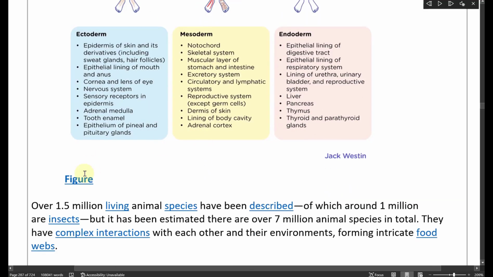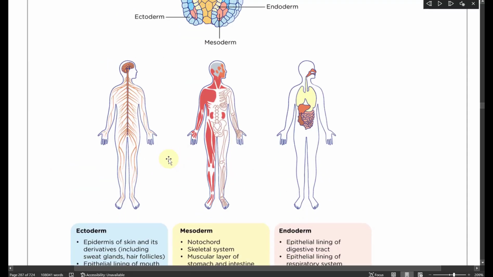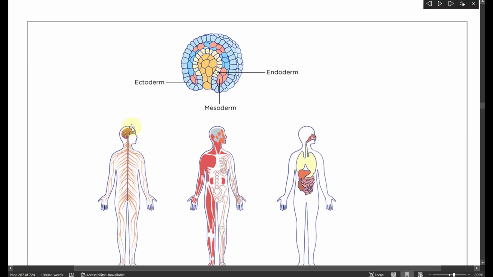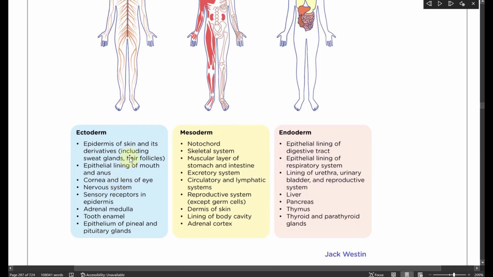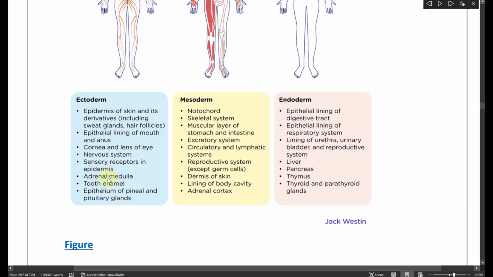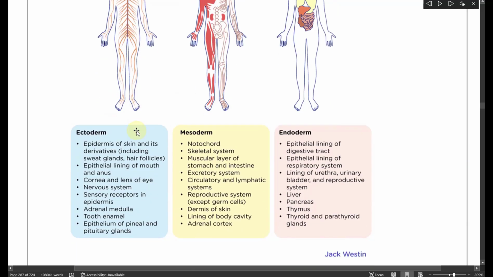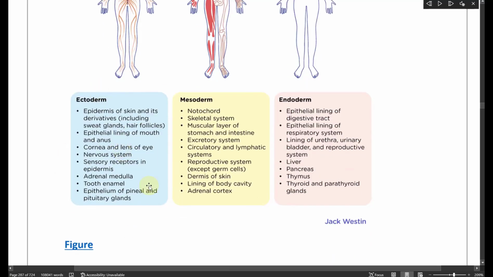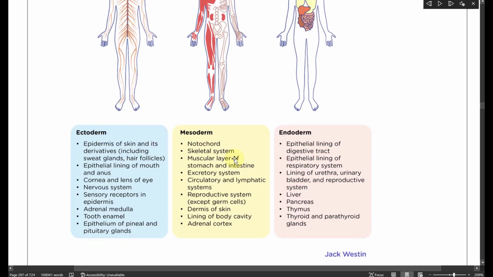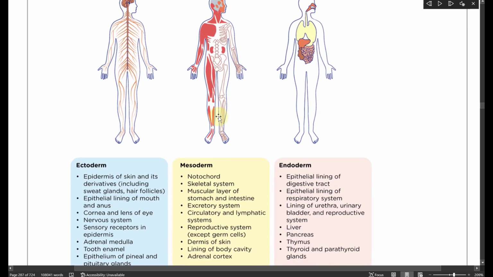Let's continue further. So this is a figure right here from jackweston.com, and it shows you where these germ layers are eventually differentiated into. The ectoderm is the outer one, and that forms the epidermis of skin and its derivatives, including sweat glands and hair follicles, epithelial lining of mouth and anus, cornea and lens of eye, nervous system, sensory receptors in epidermis, adrenal medulla, tooth enamel, epithelium of pineal and pituitary glands. So basically, epidermis and other nerve stuff like that. I'm not going to go over all of these specific points, but just to illustrate the general regions or tissues where the germ layers form.